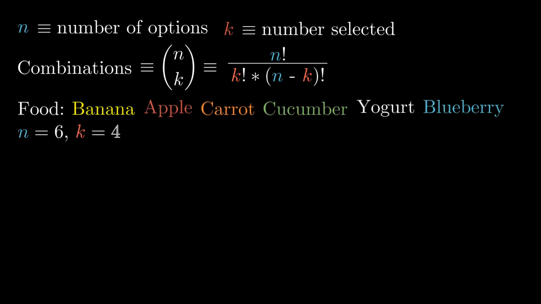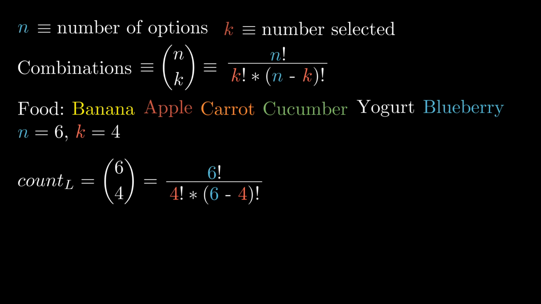Going back to our problem, we have 6 options for lunch and we're going to select 4 to eat. That means we have to calculate 6 choose 4. That equals 6 factorial over 4 factorial times 6 minus 4 factorial. Doing the arithmetic, we get 720 over 24 times 2, which equals 15 possible unique lunches. And here's what those options look like.